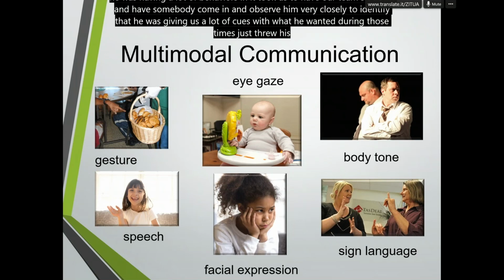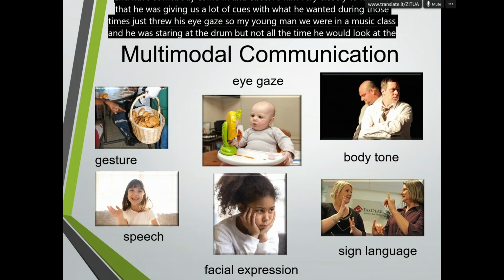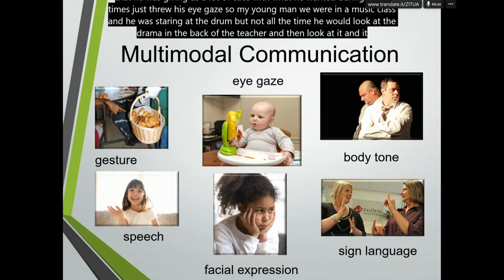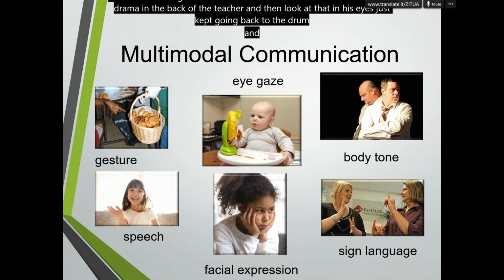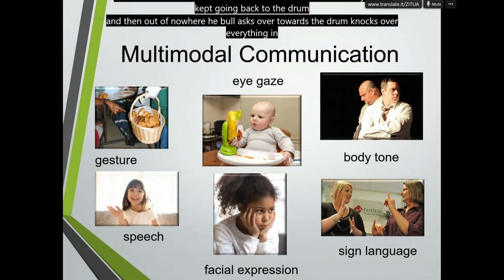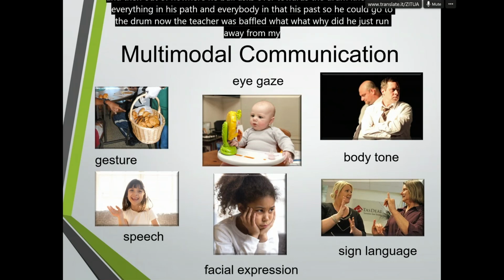So my young man, we were in a music class, and he was staring at the drum, but not all the time. He would look at the drum and then look back at the teacher, and then his eyes just kept going back to the drum. And then out of nowhere, he blasts over towards the drum, knocks over everything in his path and everybody in his path so he could go to the drum. Now the teacher was baffled. Why did he just run away from my class? Well, he was telling us why, but we didn't see it.